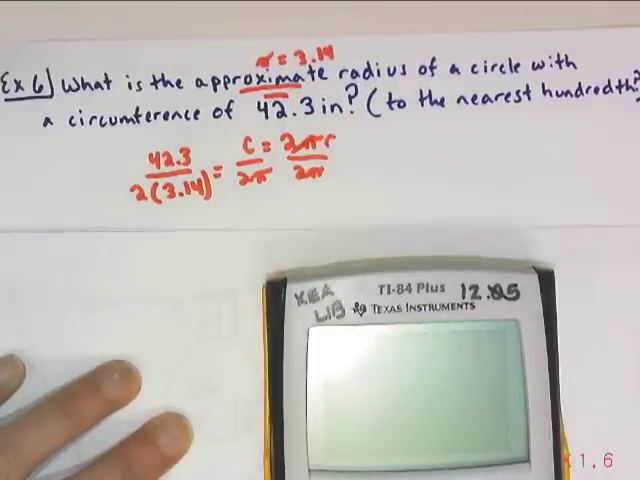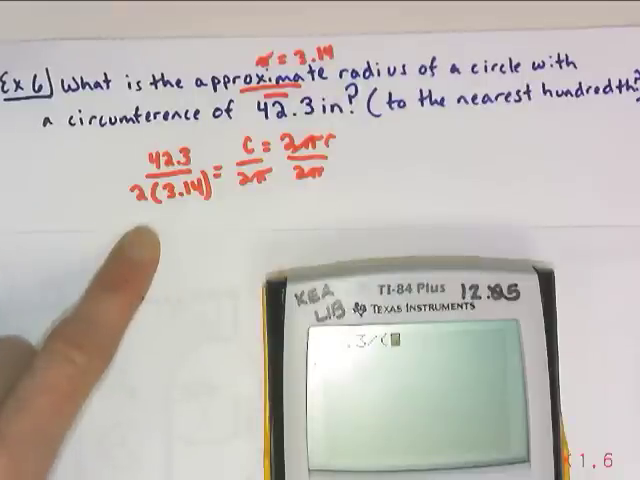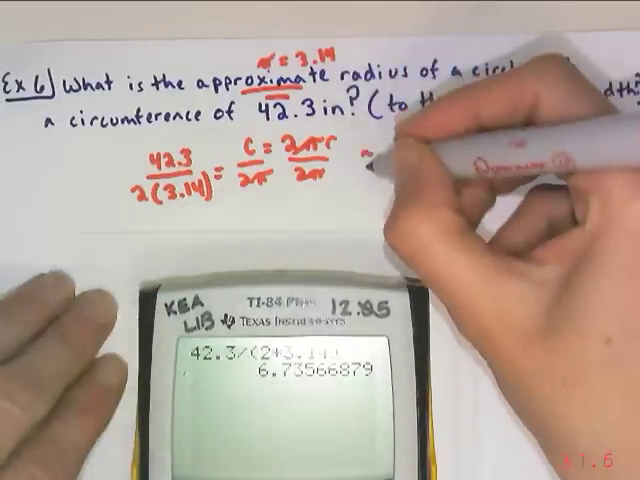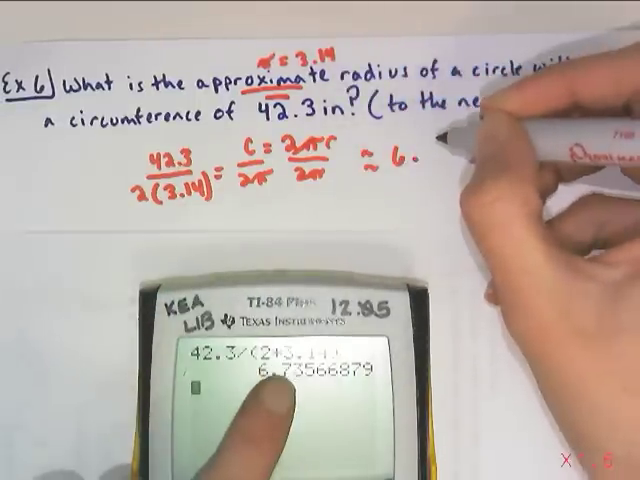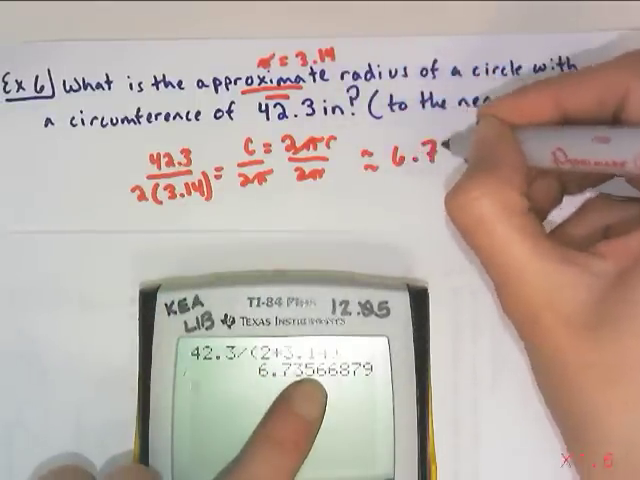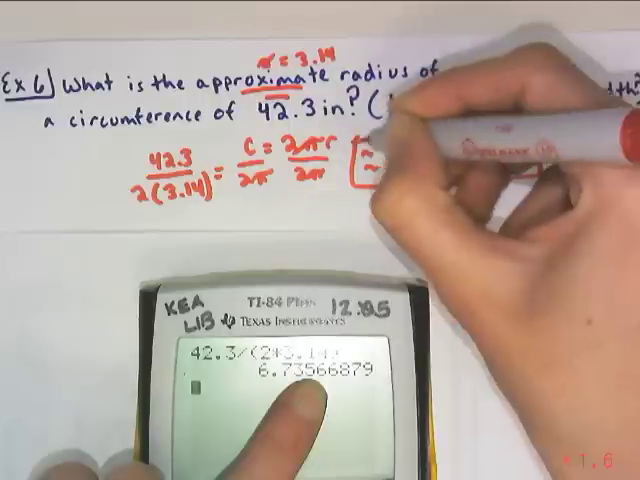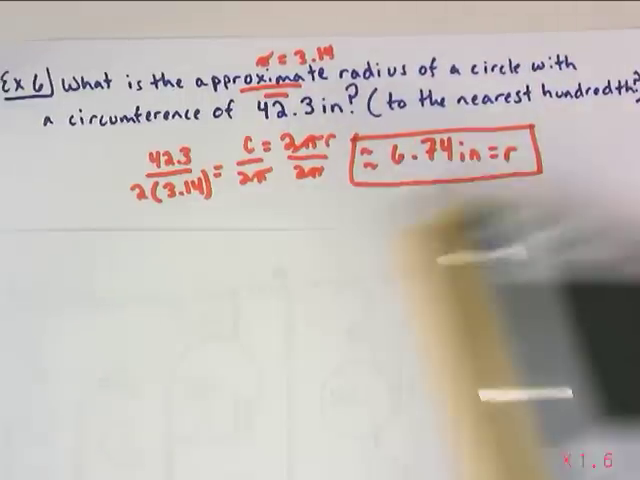So we could do this all in one step. 42.3 divided by, open parentheses, 2 times 3.14 gives us a value of this, which we're going to approximate as 6.74. So 6.74 inches would be our radius, right? Given that particular circumference. Right?